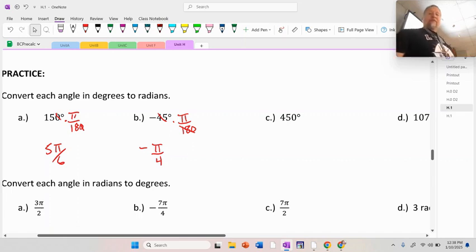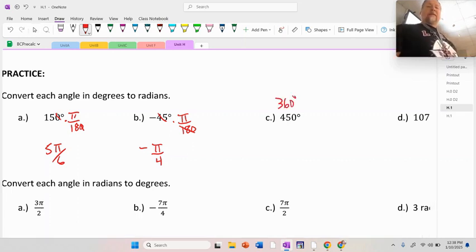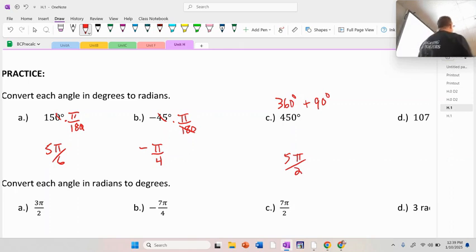And then 450. Let's think about 450 for a second. Isn't that 360 plus another 90? Right? So what's 2 pi? Isn't that 4 pi over 2 plus pi over 2? Which is what? What's 4 pi over 2 plus pi over 2? 5 pi over 4. No! Go to AB. 5 pi over 2. Okay? If I multiplied this by pi over 180, you would get the same.